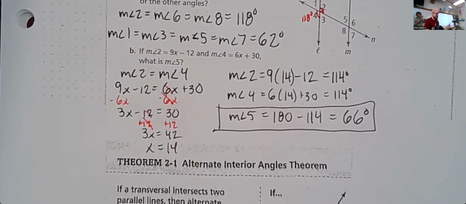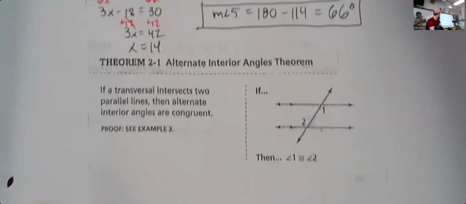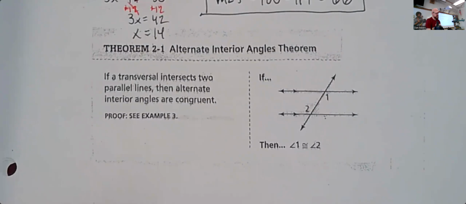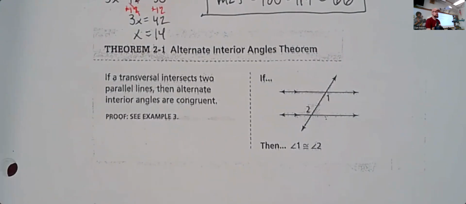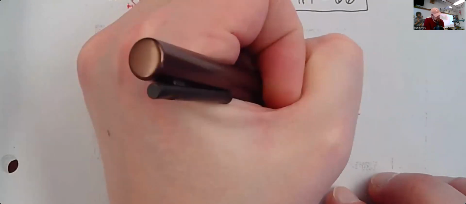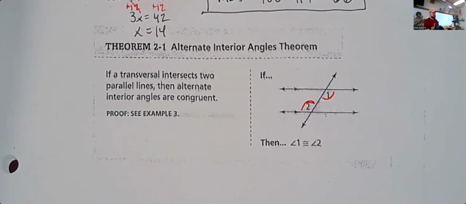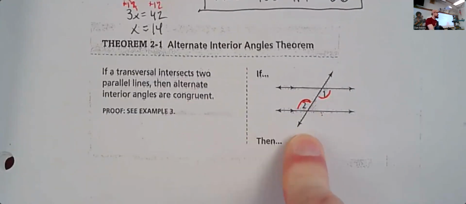All right. The next thing is something that we've already learned that we kind of figured out on our own. Alternate interior angles theorem. Alternate interior angles are congruent. So on the diagram, just go ahead and put the congruent markings on there. If the lines are parallel. If the lines are not parallel, this does not work. But if the lines are parallel, this does work. Cool. All right. We already talked about that.